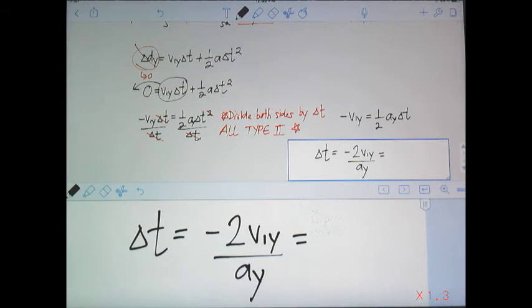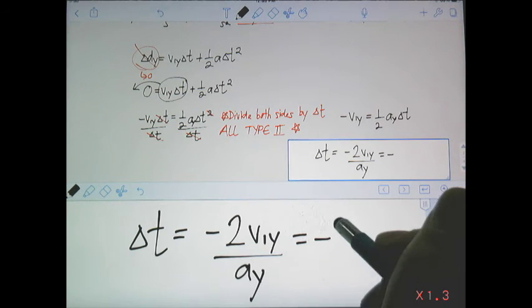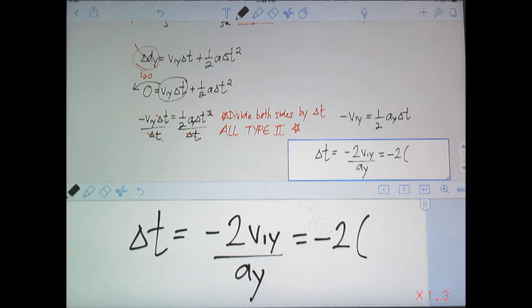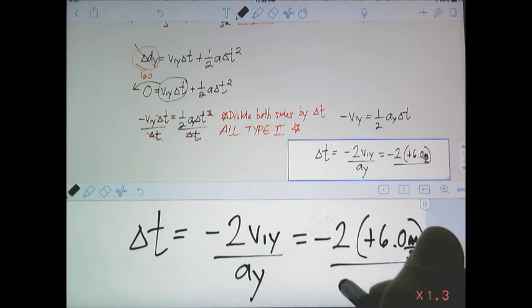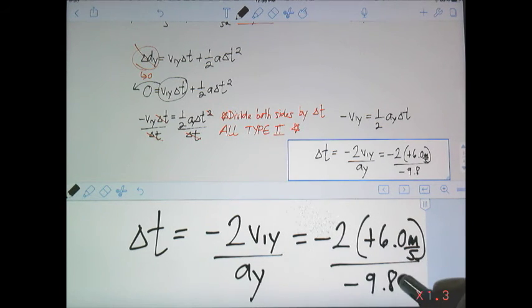And we can sub and solve here. Make sure you include your direction. We have negative 2 times an initial upward velocity of plus 6 divided by an acceleration of negative 9.8 meters per second squared.